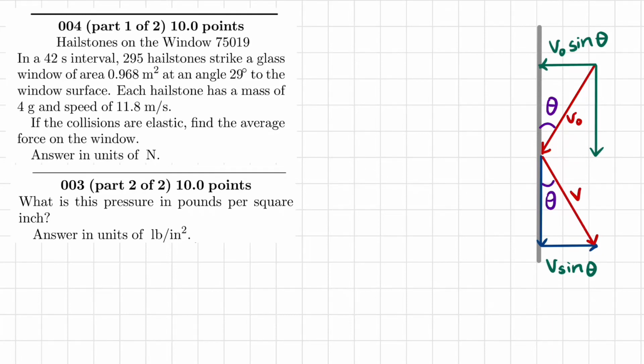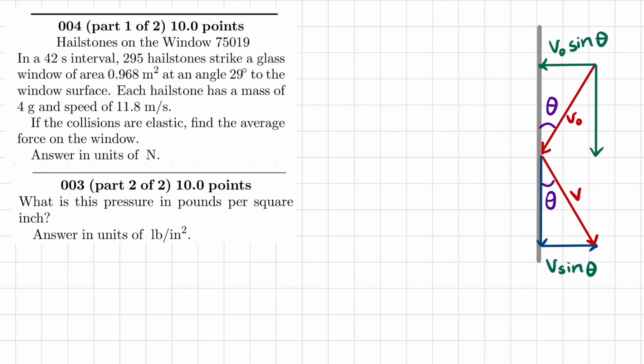Right, let's work this one out. In a 42-second interval, 295 hailstones strike a glass window of area 0.968 meters squared at an angle of 29 degrees to the window surface. Each hailstone has a mass of 4 grams and speed of 11.8 meters per second. If the collisions are elastic, find the average force on the window. Answer in units of newtons.